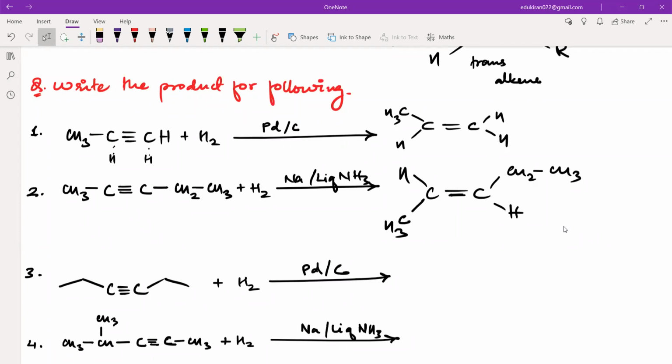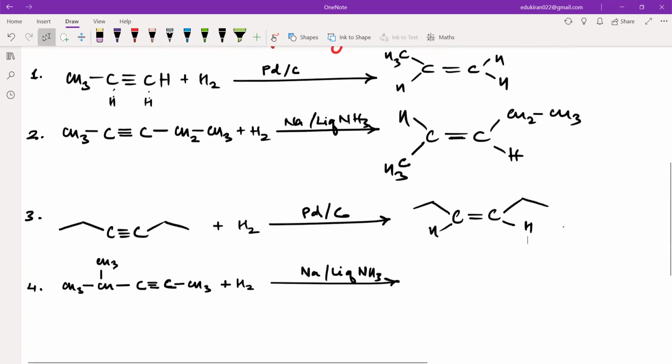Yes, sir. Okay. So in this case, first of all, you will see it is Pd/charcoal. So you will write C double bond C. Now, cis or trans? Tell me, cis or trans, guys? Cis. So you will keep them in the same way, and then you will just add hydrogen on the same side. Add hydrogen on the same side. Okay.